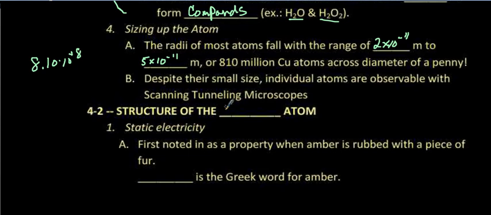4.2 is the structure of the nuclear atom. And first we have to explain what static electricity is. Static electricity was first noted as a property when amber is rubbed with a piece of fur. Now, amber is petrified tree sap, and it was considered a jewel thousands of years ago, and you could rub it against fur, and you would get static electricity.